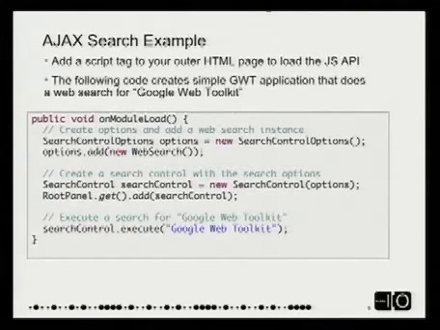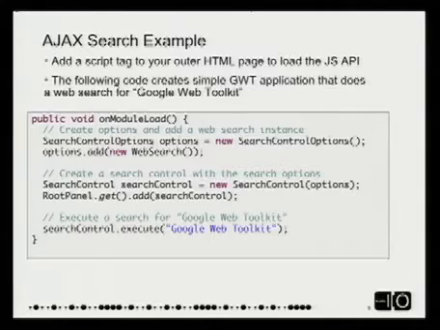So what would that code look like? Well, here's a very simple example of how you would use the GWT bindings for Ajax Search. If you're familiar with GWT, this could be the simplest Ajax Search enabled GWT app that you could write. In your module load, you create your options. To the options, you just add a web search. That means that whenever you ask the search control to execute a search, it'll do web search.